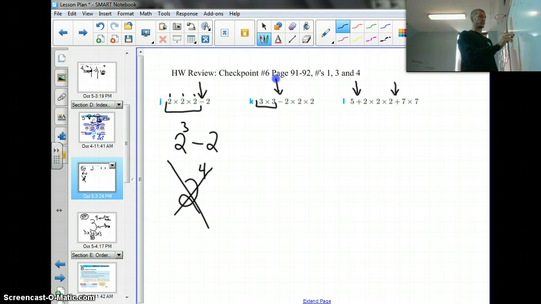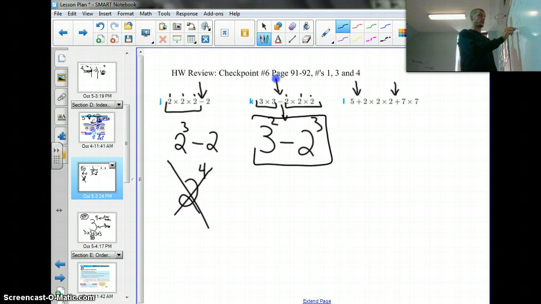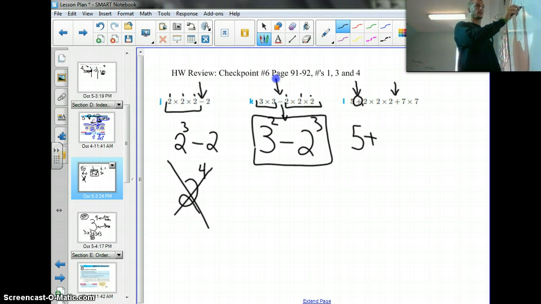There's 2 3's here, so it's going to be 3 squared because there's 2 of them. And then here, the base is going to be 2, and there's 1, 2, 3 2's. And then remember, that subtraction sign stays. So in between the 2 squared and the 3 squared and the 2 cubed is going to be a subtraction sign. And the last one, the 5 stays because there's a plus right next to it, so there's nothing it can combine with. There's 3 2's here being multiplied together.